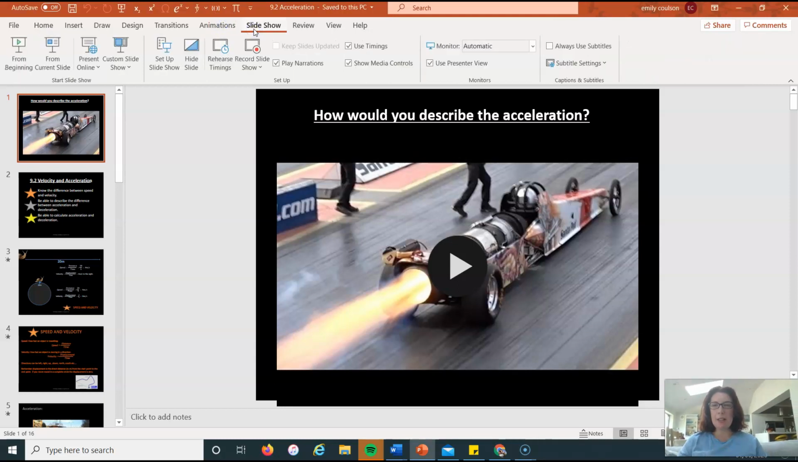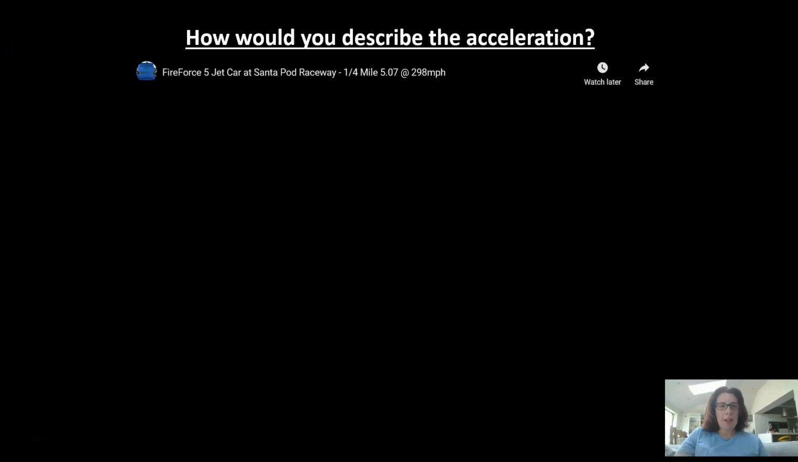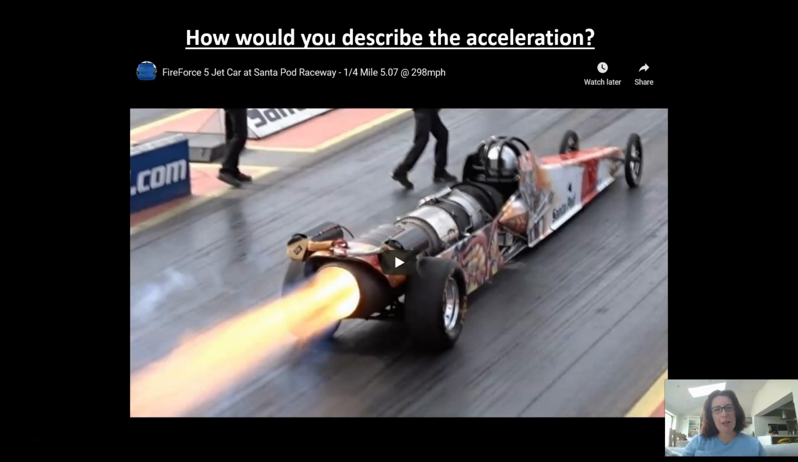Hello, so today's lesson is on acceleration. I'm just going to get you to watch a little bit of a video. This is the rocket car at Santa Pod Raceway. I just want you to think about what this might feel like. How would you describe the feeling of acceleration?